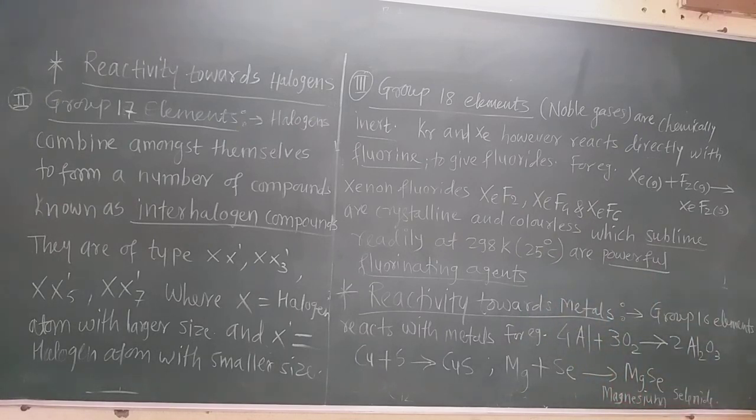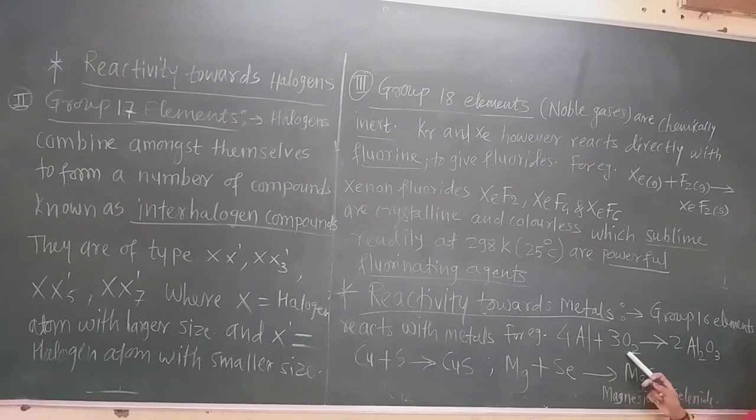Now let us see the reactivity of all these three groups, group 16, group 17 and group 18 elements, towards metals. All these elements generally react with metals. Oxygen, sulfur, selenium, tellurium, though tellurium and selenium are metalloids, react with other metals. For example, aluminium directly reacts with oxygen and forms the oxide of aluminium. This is called alumina, Al2O3. Now the reaction is balanced.